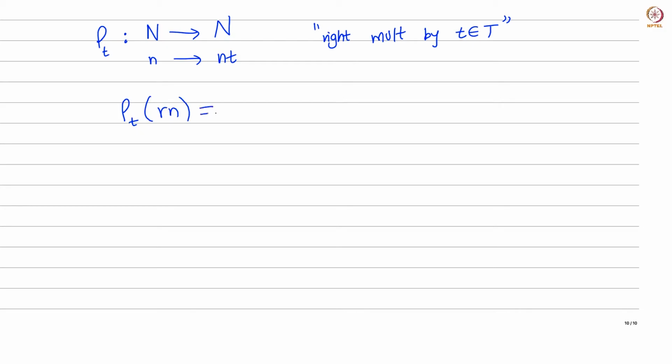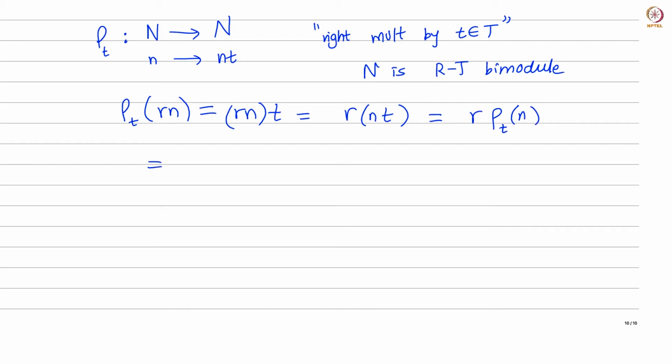So now, if I multiply on the left by r, then by definition this is just rn multiplied by T. This is the bimodule axiom, it's r of nT. So this is just r times the right multiplication by T of n. So this again means that the right multiplication map is an R linear endomorphism of N.